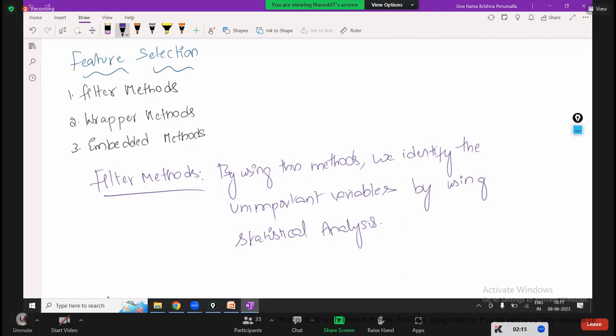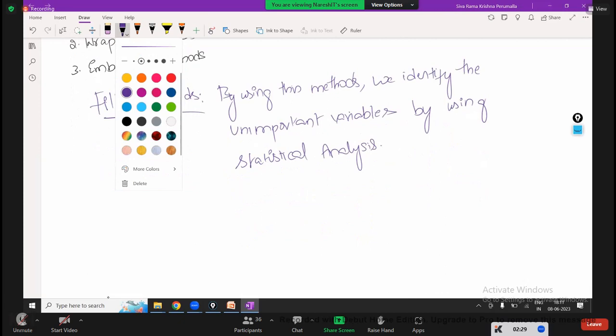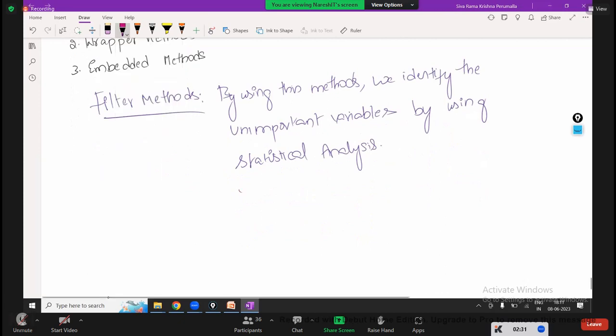Now, what is meant by statistical analysis? We are going to remove the unimportant variables by using statistical analysis. What are the different statistical analyses available? The first statistical analysis we are having is called correlation. So whichever variable is less correlated to the output variable, that we are going to remove, which is having a low correlation coefficient.